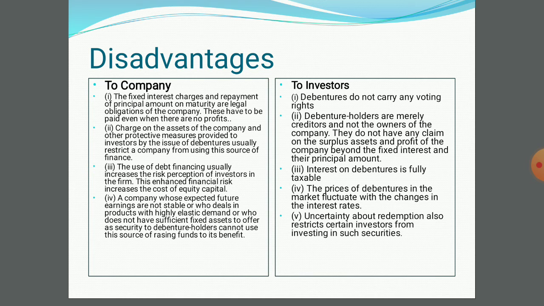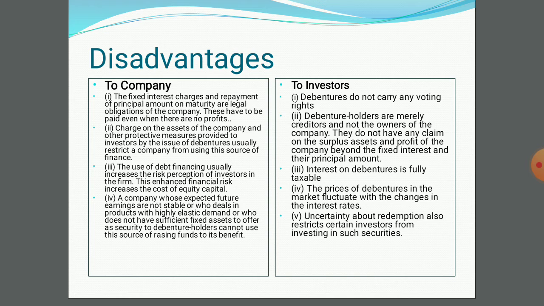So that is an economic burden on the company. Next is charge on assets of the company and other protective measures provided to investors. Already, as I told you, when you issue debentures in the form of long-term financing, you have to provide collateral security to these people, which is a disadvantage from the company's point of view. Next, use of debt financing usually increases the risk perception of investors. Very importantly, if you increase the amount of debentures in the capital structure, that is going to increase the financial risk of the company, because as I told you, it creates an economic burden on the company. That means every year the company has to pay the interest whatever the company's condition may be, and that may result in liquidation of the company. That is, it increases the financial risk of the company.